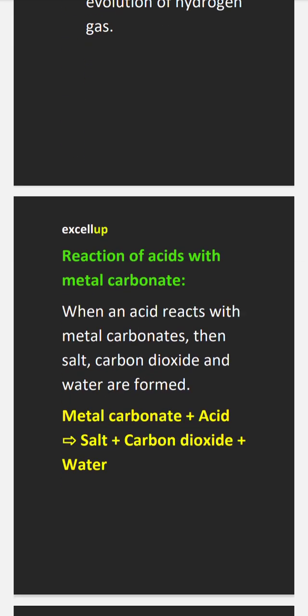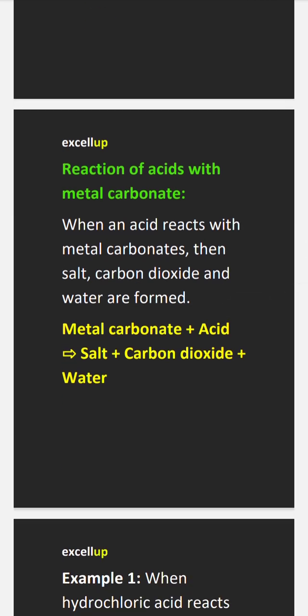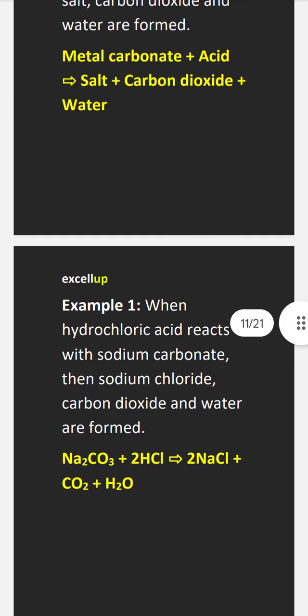Now let us see the reaction of acids with metal carbonate. What happens when an acid reacts with metal carbonates? When an acid reacts with metal carbonate, then salt, carbon dioxide and water are formed. So the equation can be written as metal carbonate plus acid is equal to salt plus carbon dioxide plus water. The first example is the reaction between hydrochloric acid and sodium carbonate. When hydrochloric acid reacts with sodium carbonate, then sodium chloride, carbon dioxide and water are formed. The equation is Na2CO3 plus 2HCl is equal to 2NaCl plus CO2 plus H2O.